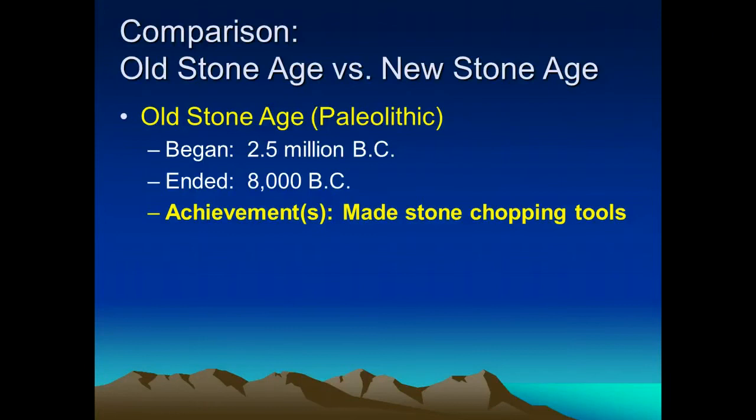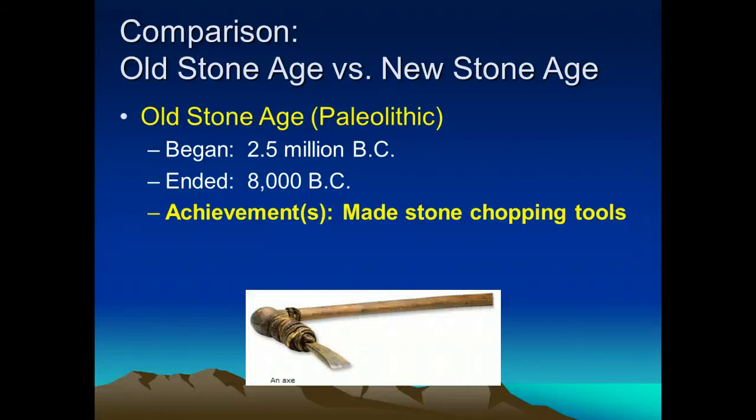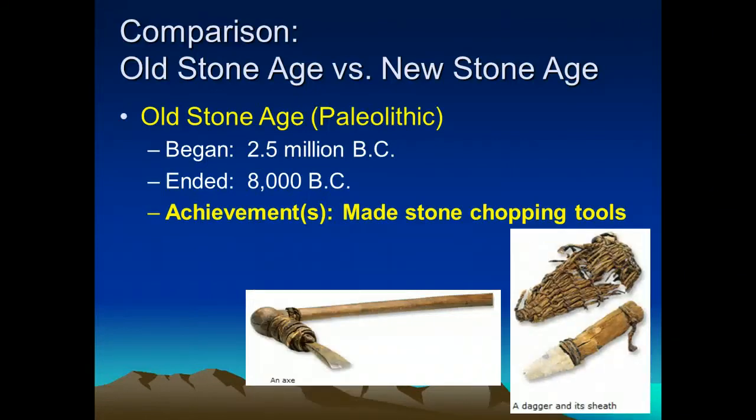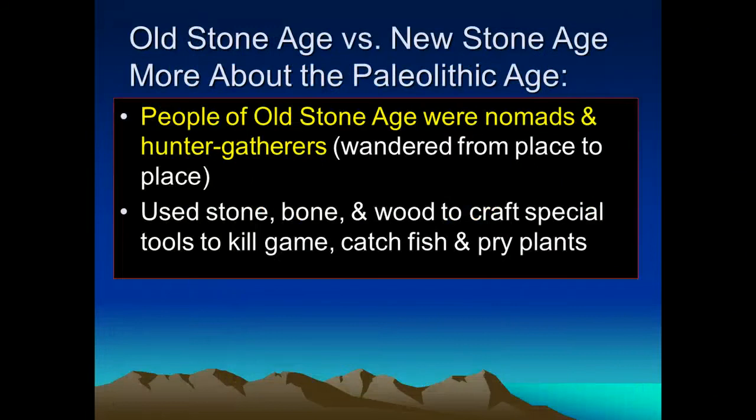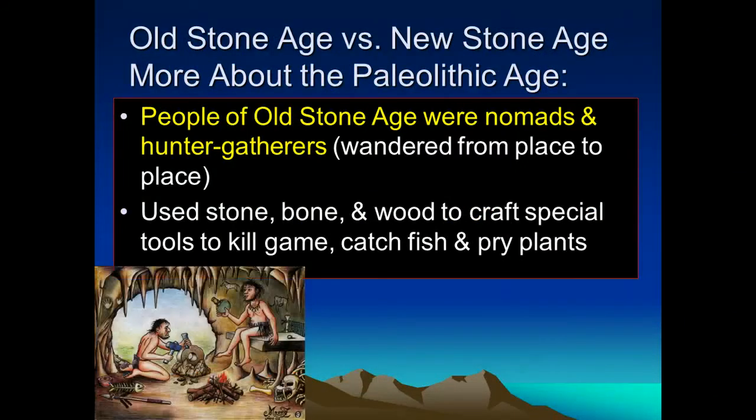All right, looking back at the Old Stone Age, here are their best achievements. They made stone chopping tools, came up with different kinds of new weapons, even fashioned what you would now call a cup. But for the most part, they still lived a nomadic life, following their animals around, wandering from place to place, living in small, tight communities.